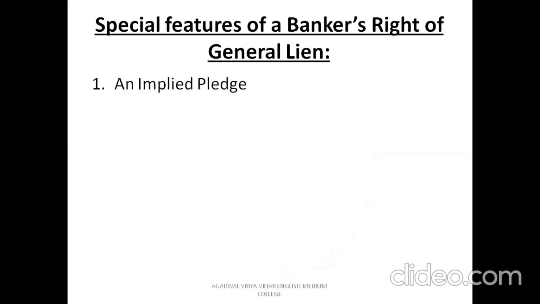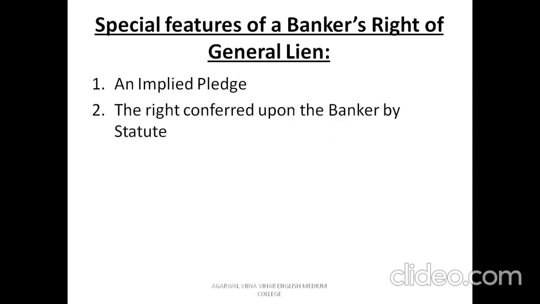We discussed that the banker's general lien is an implied pledge. Why? Because if your creditor is a banker, the banker also has the right to sell your property. But if the creditor is a general person, that person does not have the right to sell the property to recover the loan amount. But the banker can sell the property to recover the loan amount. The general person can retain the property only till the amount is paid. So the banker's lien is also an implied pledge.